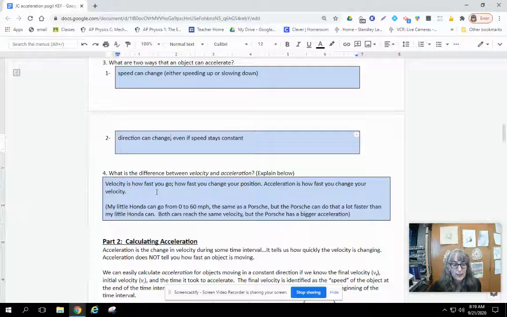So as an example, I drive a little Honda. My car can absolutely go 0 to 60 miles an hour. It can totally do that. And that's the same as a Porsche. But the Porsche can do that change of speed a lot faster than my little Honda can. It takes it a little while to get up to speed. So both cars reach the same velocity, but the Porsche has bigger acceleration. It can do that change in speed faster.